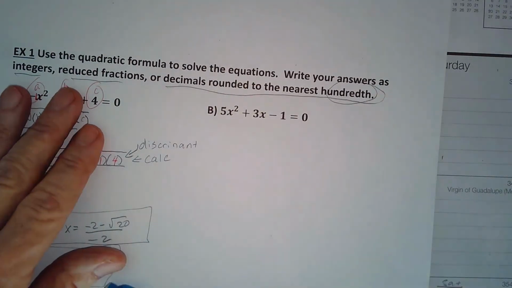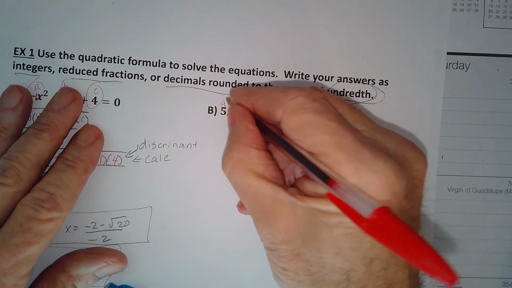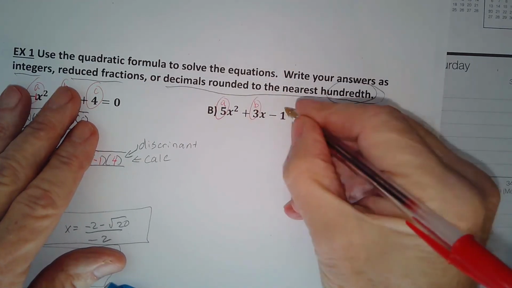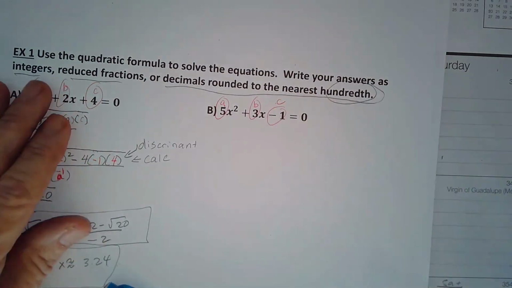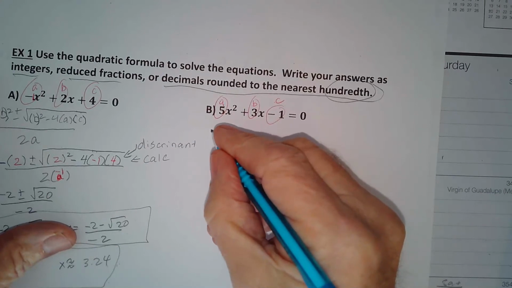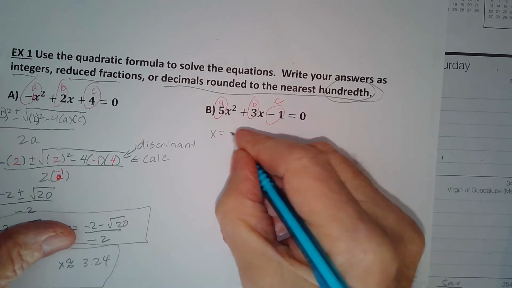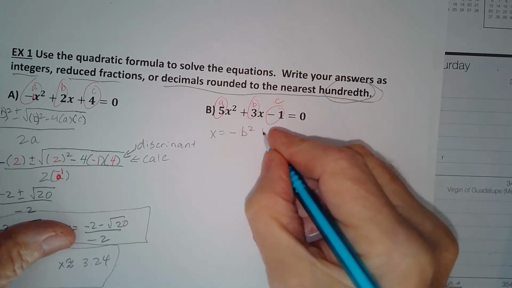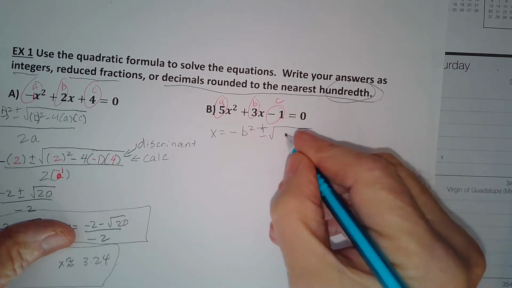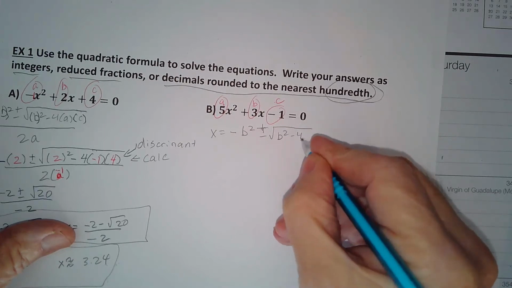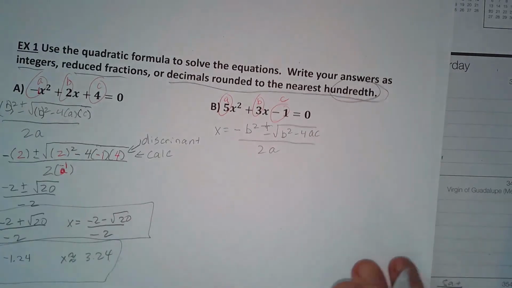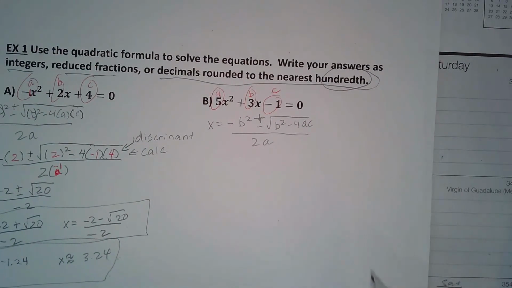All right, so here my a is 5, my b is 3, and my c is -1. So I'm going to write, here we go again, x equals the opposite of b, plus or minus the square root of b squared minus 4ac, all divided by 2a. Okay, so let's plug it all in.